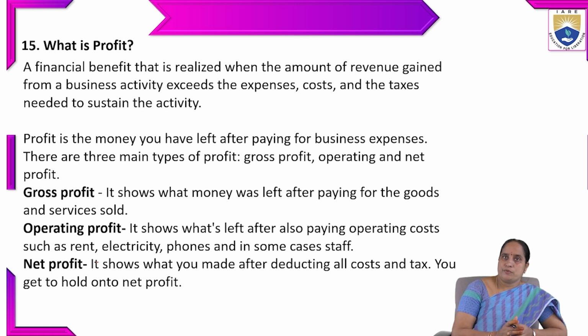There are three main types of profits: gross profit, operating profit, and net profit. Gross profit shows what money was left after paying for the goods and services sold. Operating profit shows what's left after also paying operating costs such as rent, electricity, phones, and in some cases, even staff. Net profit shows what you made after deducting all cost and tax. You get to hold on to net profit. So after all expenditures and all taxes, whatever amount is left over with you is known as net profit.